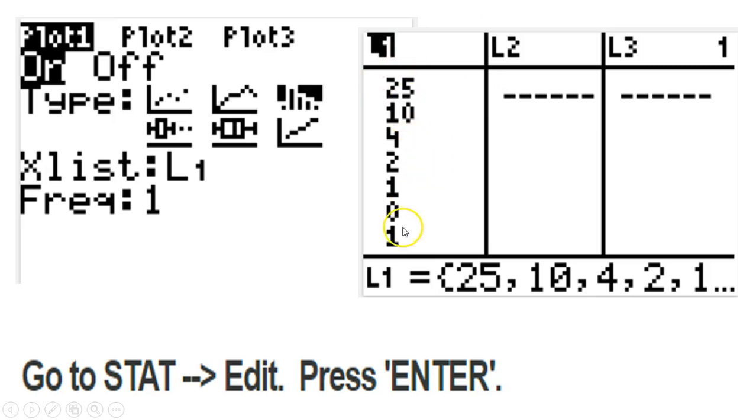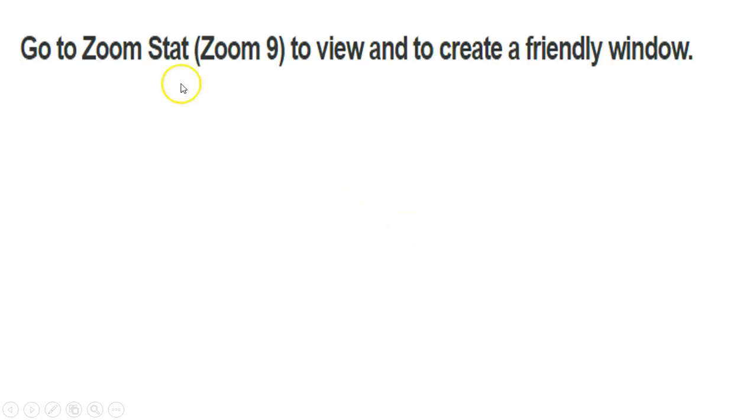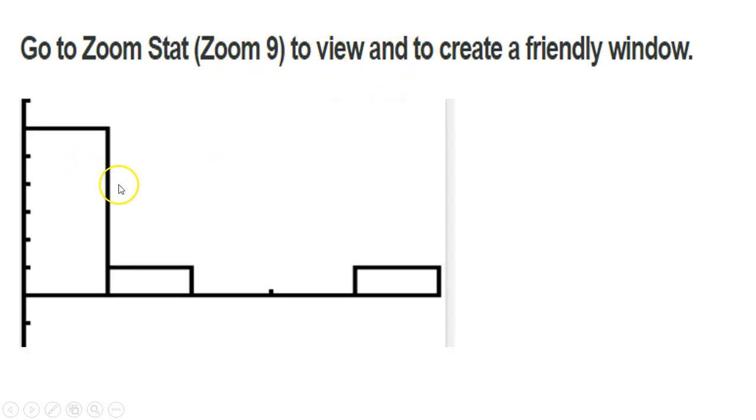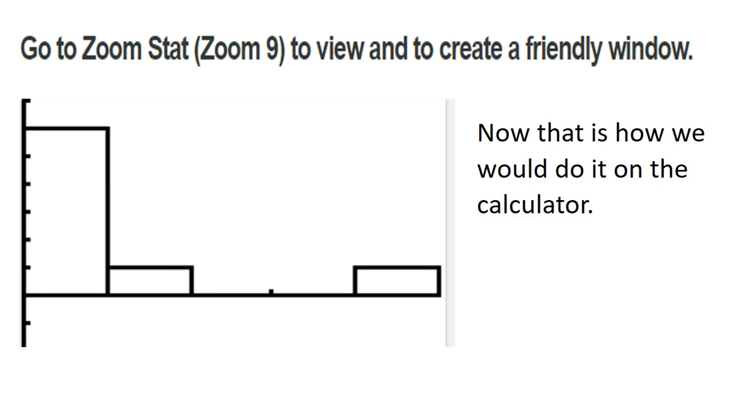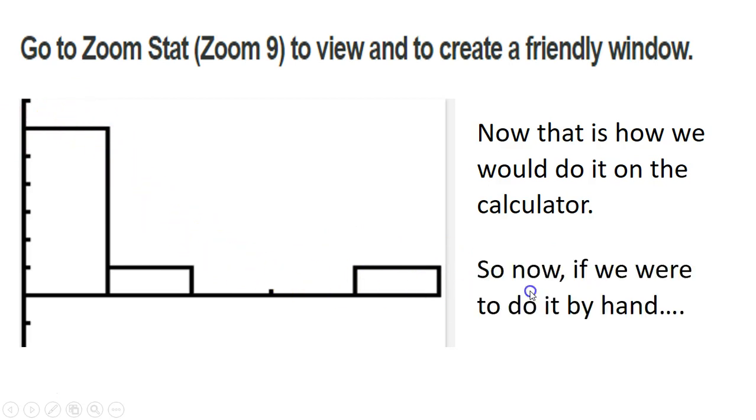So the point is, you fill your stuff into L1, right? Got it in my list. Go to Zoom Stat, which is Zoom 9, and you can view to see what it looks like. And this is what mine looks like. That's how it would show up on your calculator. It looks like a majority of them are happening there and not so much anywhere else, which is what we said. It doesn't look normal at all. It looks like it's kind of fading down as it goes.